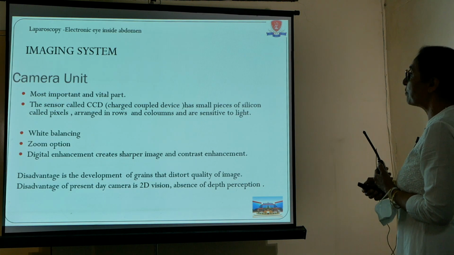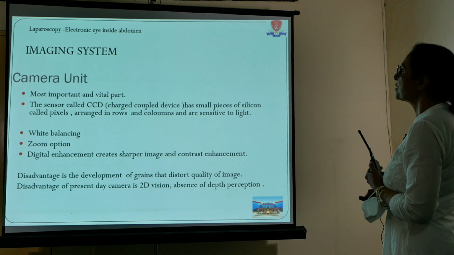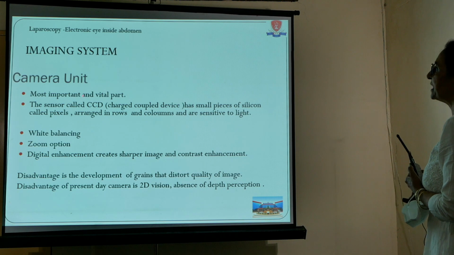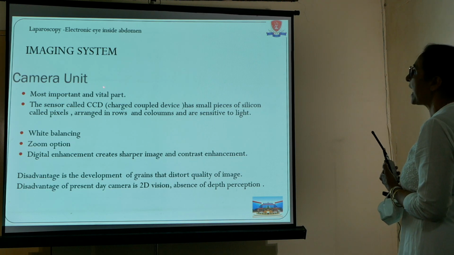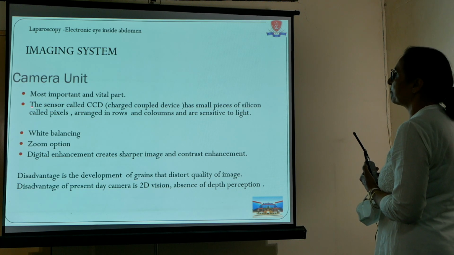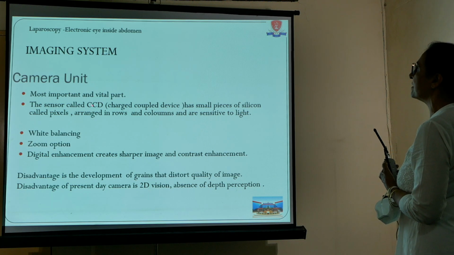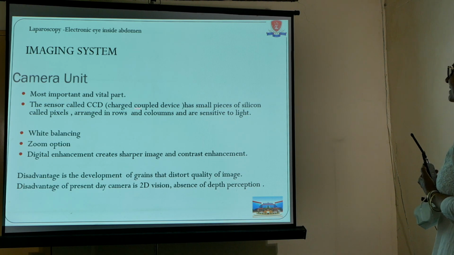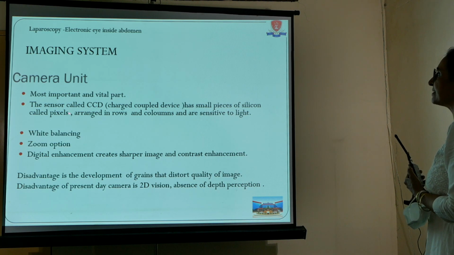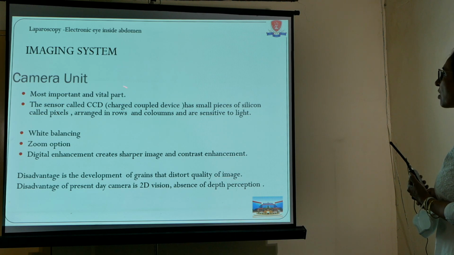Then we have the camera unit. The most important and vital part of the imaging system is the camera unit, which is attached to the eyepiece of the telescope. The sensor called CCD, which is charged coupled device, has a small piece of silicon called pixels that are arranged in rows and columns and are sensitive to light.